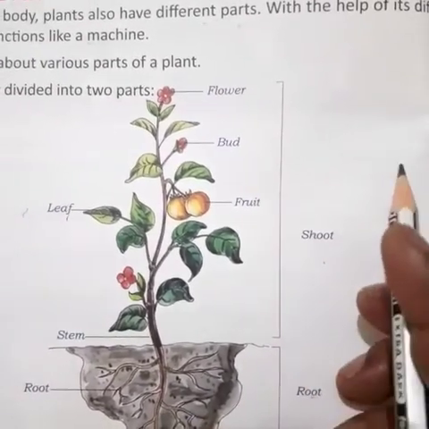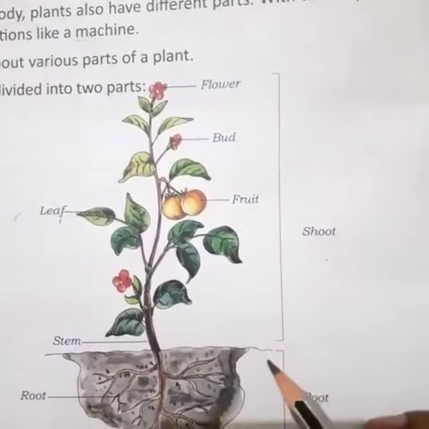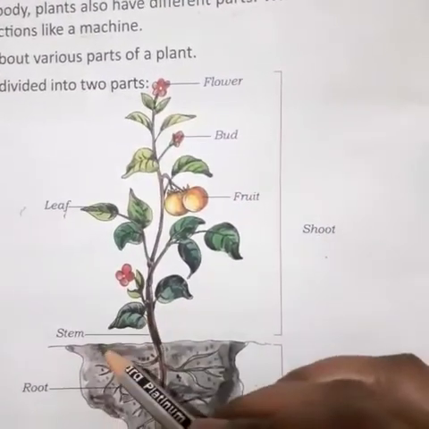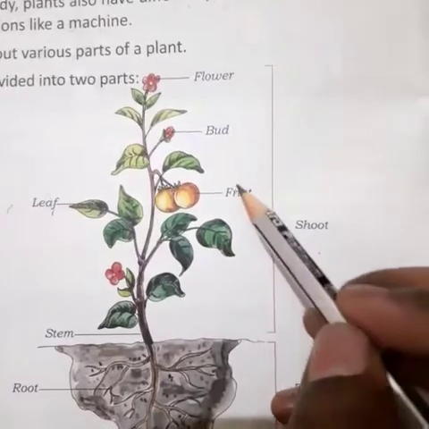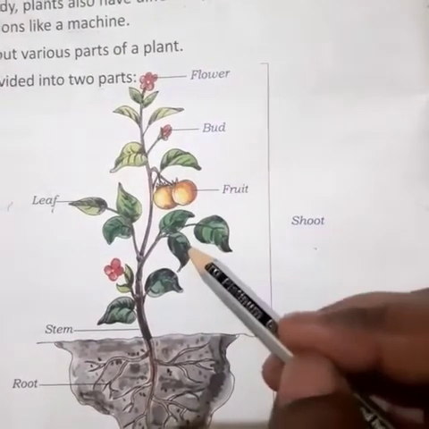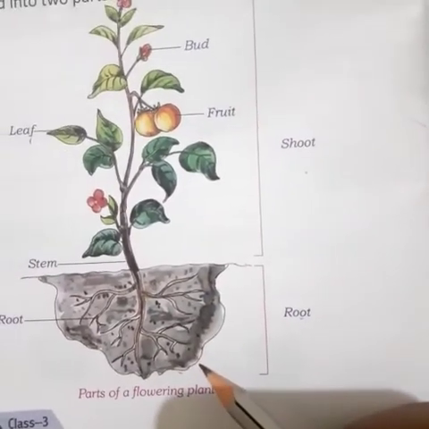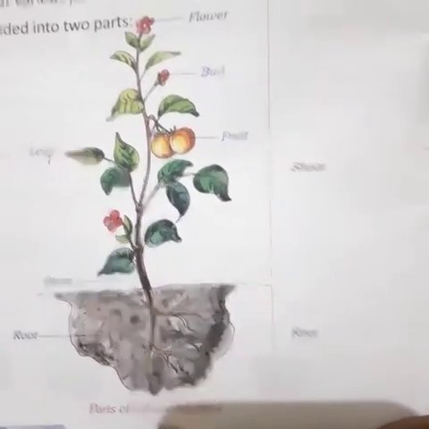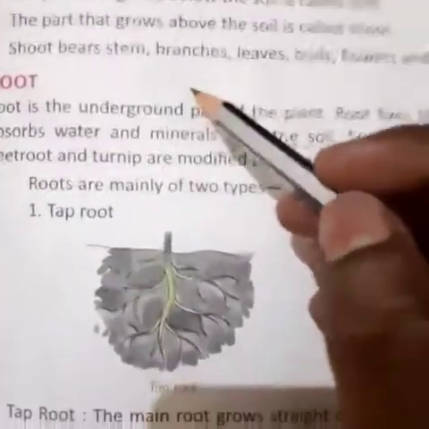A plant is made up of two basic parts, the shoot system and the root system. On the shoot system, the stem, leaves, flowers, fruits and buds can be seen. On the root system, the taproot and lateral roots can be seen. Parts of a flowering plant. Come on to the next page.